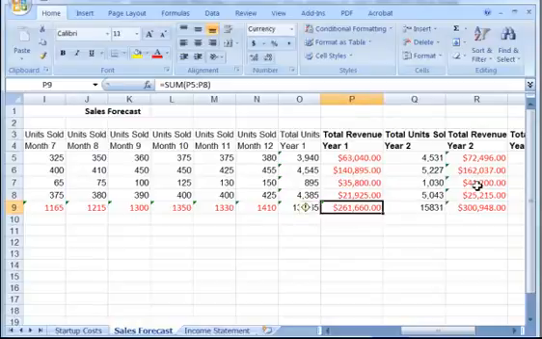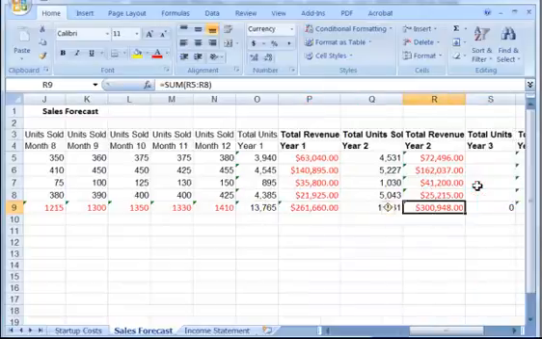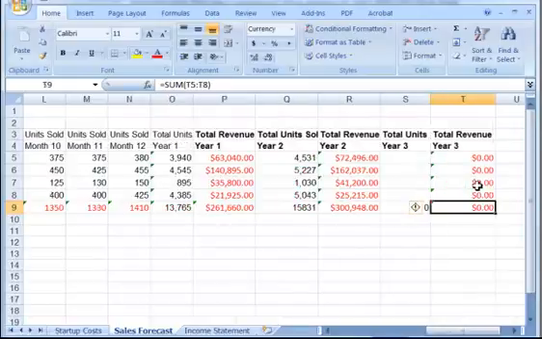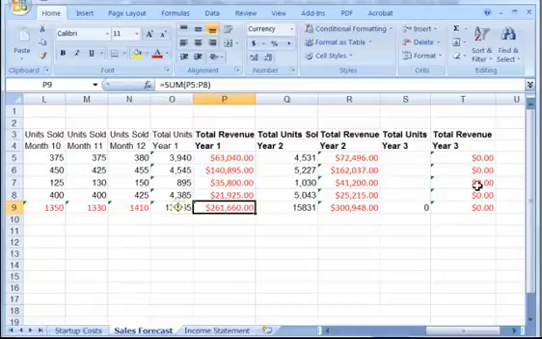And here's what we got. So first year we had sales of a little bit over $260,000. Next year we had sales of over $300,000. So you know, that's starting to get more reasonable. This thing might work after all.